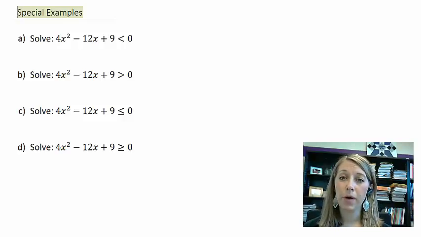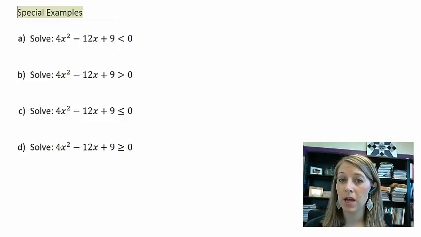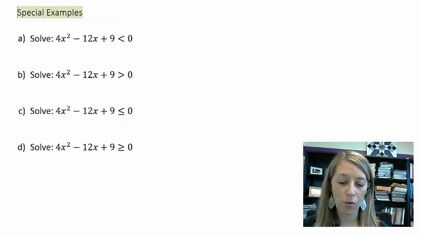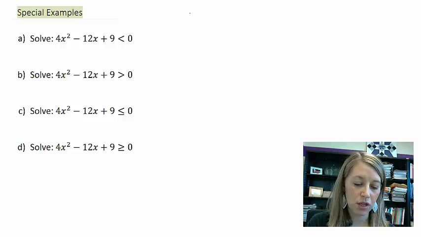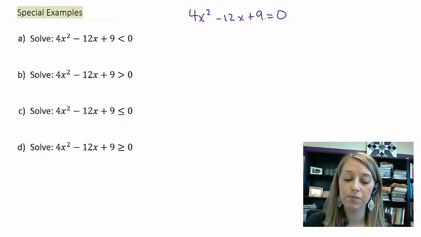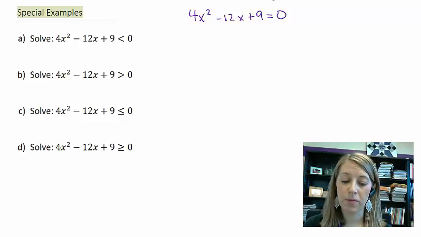So I want you to pause the video and work these on your own and see why this is a special case and see why each of these has a different and unique answer. Okay, so I'm just going to start this all at once, and I'm just going to treat this as 4x squared minus 12x plus 9 is equal to 0, and then I'll change my inequalities after I get my number line done, and I'll just select the appropriate answer from there.